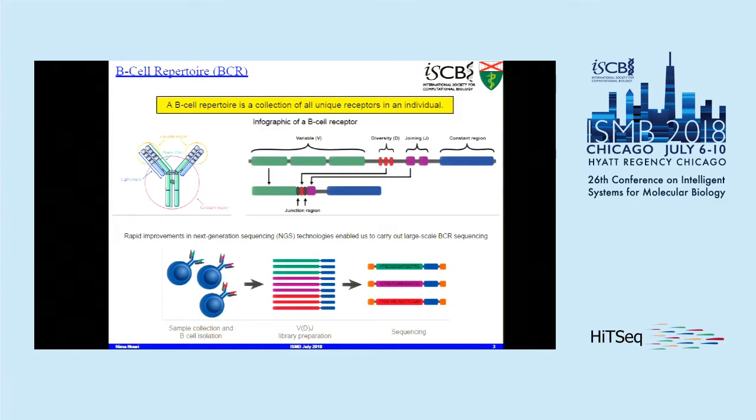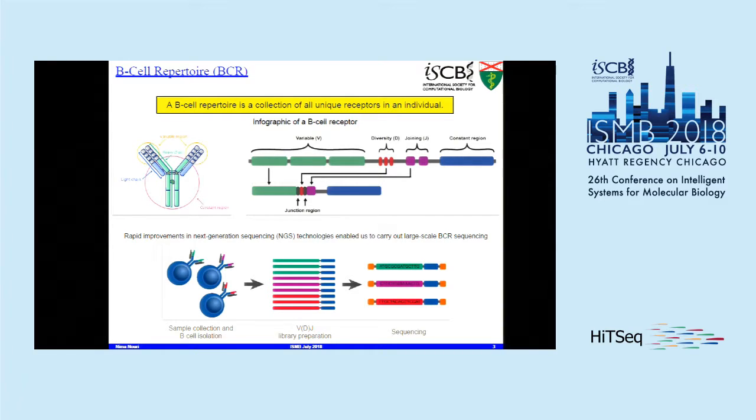Okay, what is the B-cell repertoire? The abbreviation is BCR here. Then the laser, I guess, doesn't work anymore. Maybe this one works. Okay, this one. So a B-cell repertoire is a collection of all unique receptors in an individual.